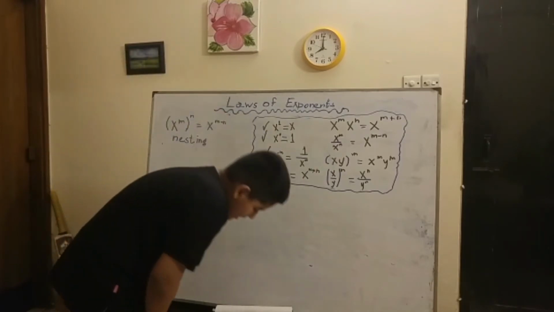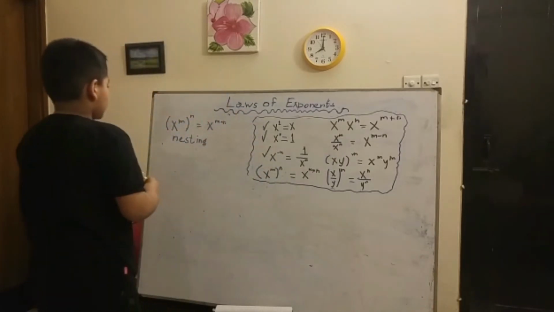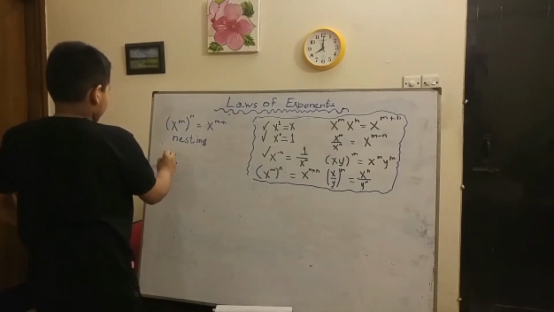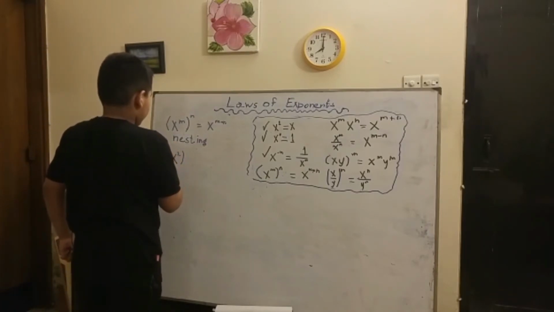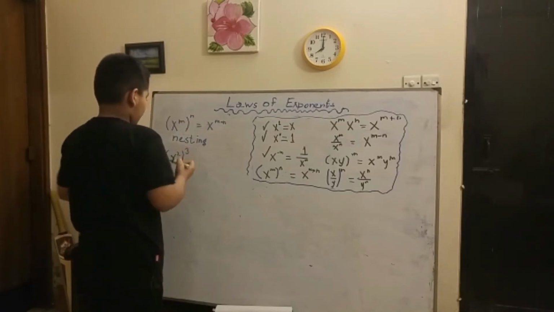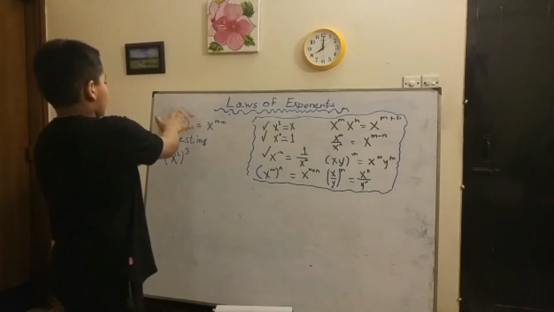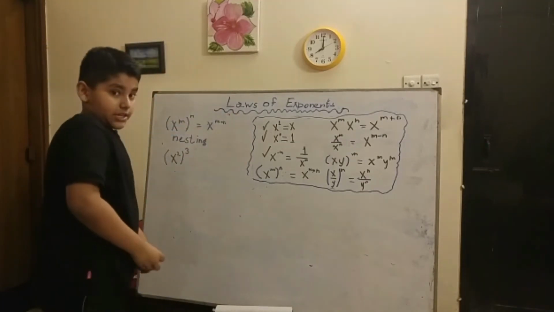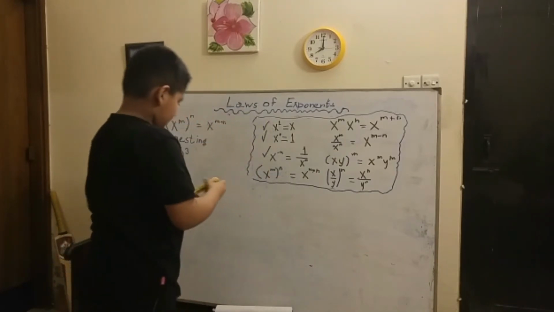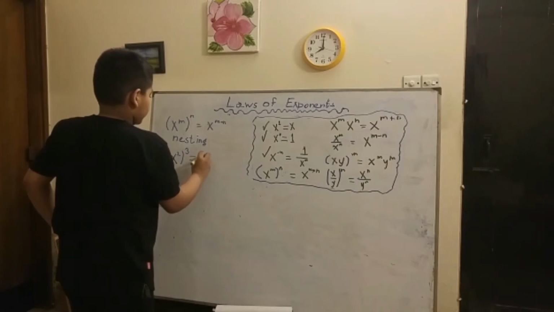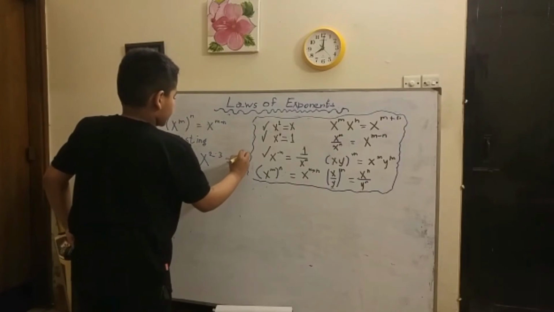You can see that I have this book here as always. So let's see that in action. x squared to the third. Remember, this is algebra class, so we are going to use the algebra applications mostly. So this practically will be x to the 2 times 3, which equals x to the 6.